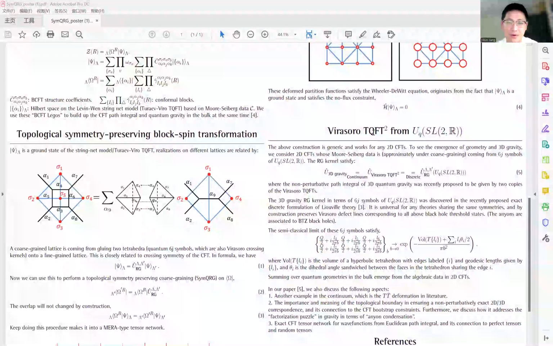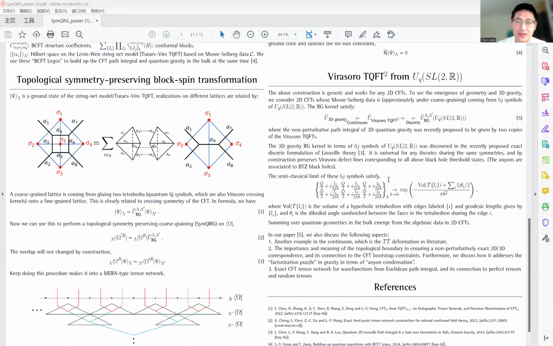Now let's see where gravity comes from. Gravity comes from the fact that when we look at theories with a large number of degrees of freedom, we can either look at exact theories or approximately under coarse graining. Then you will see that there's a quantum group called U_q(sl2R) appearing. And the 6j symbols attached to these quantum groups are just giving the square of the Virasoro TQFT. So we see that when we preserve this amount of symmetries, we actually get quantum gravity in the bulk.